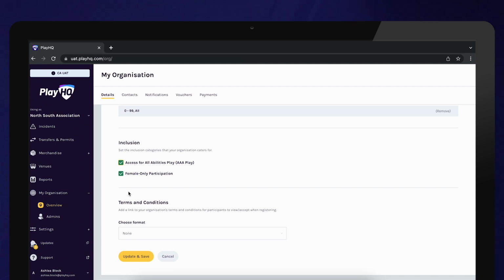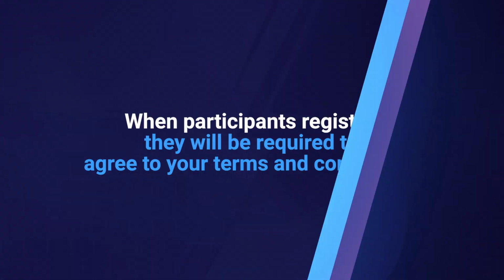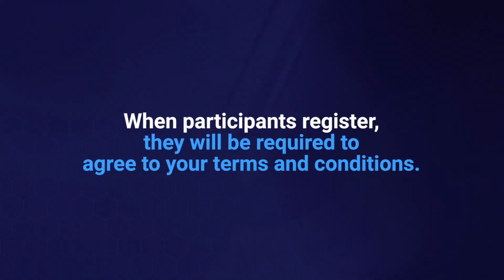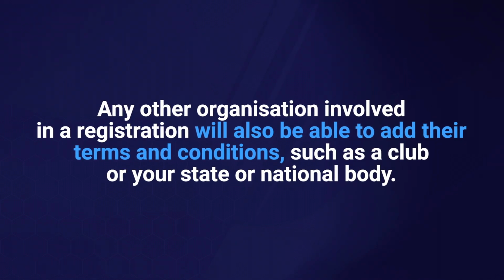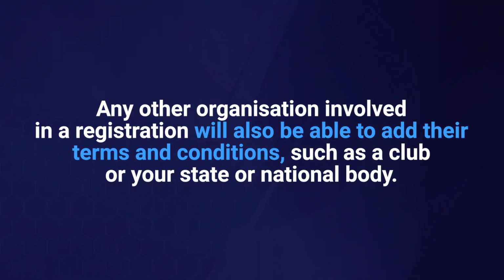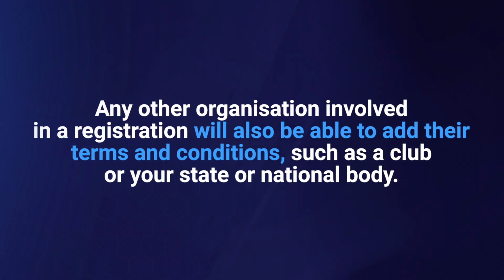Once you have set up your terms and conditions, you will have the option to add these into any registration forms you set up. When participants register, they will be required to agree to your terms and conditions. Any other organisation involved in a registration will also be able to add their terms and conditions, such as a club or your state or national body.